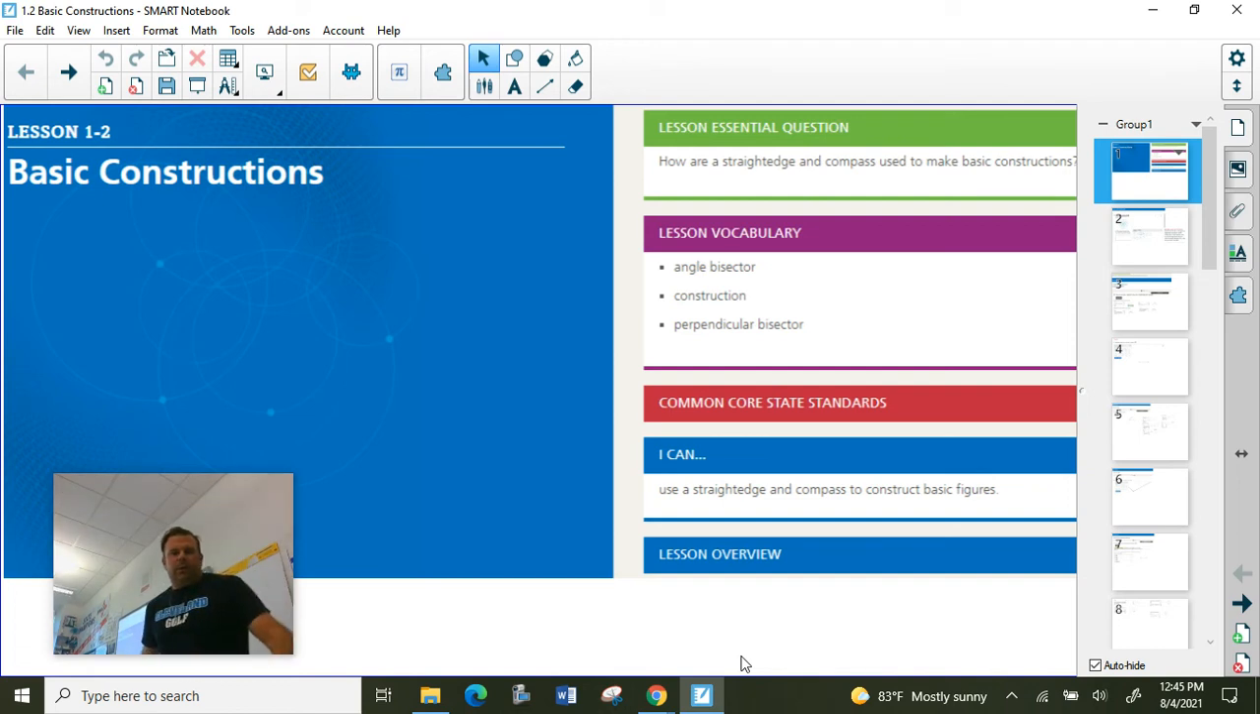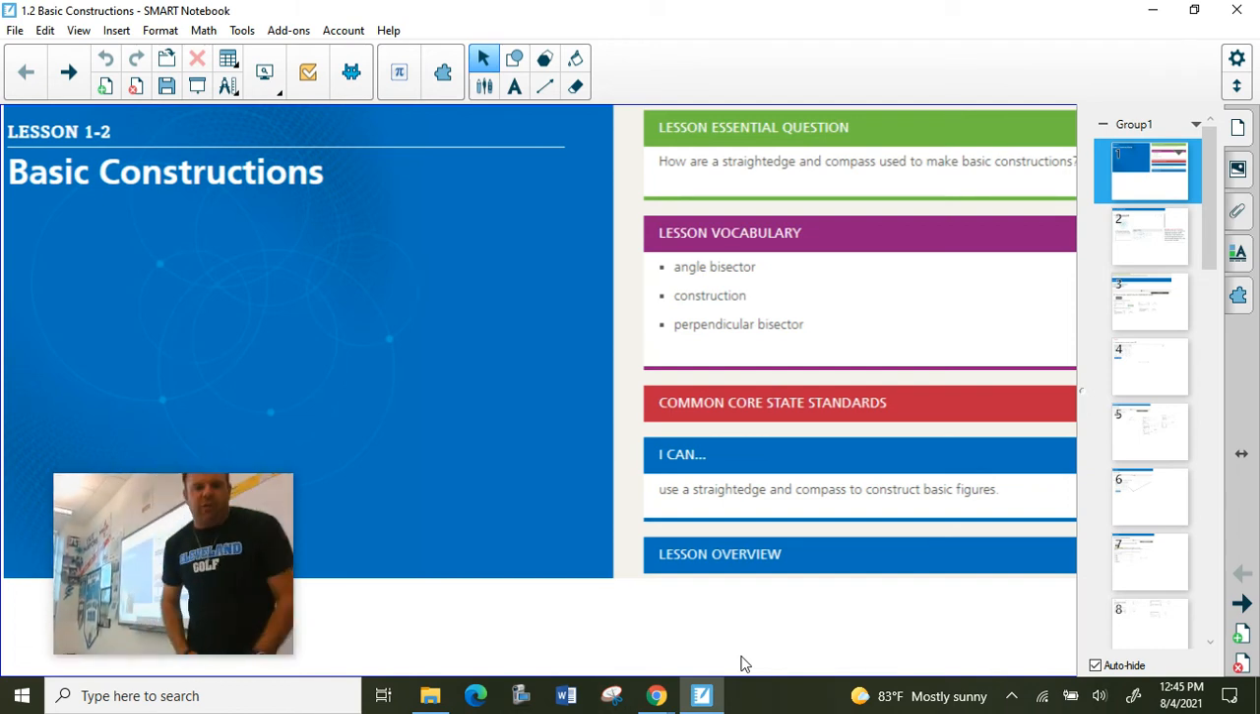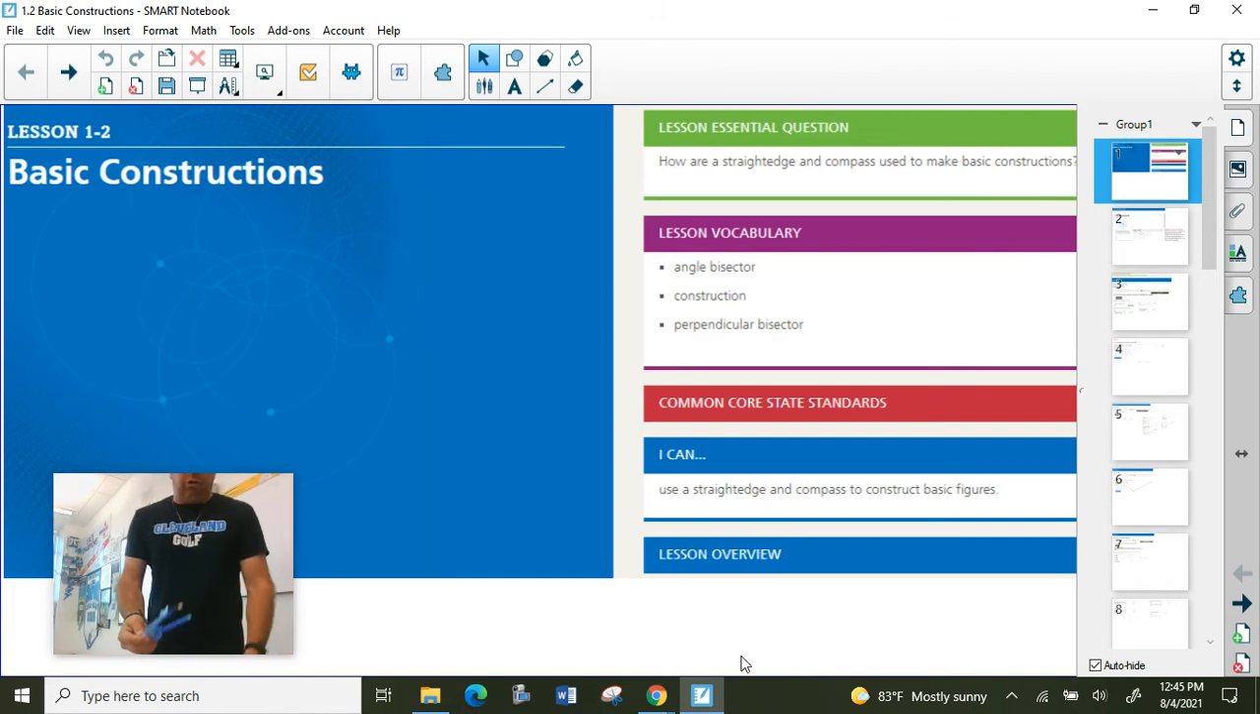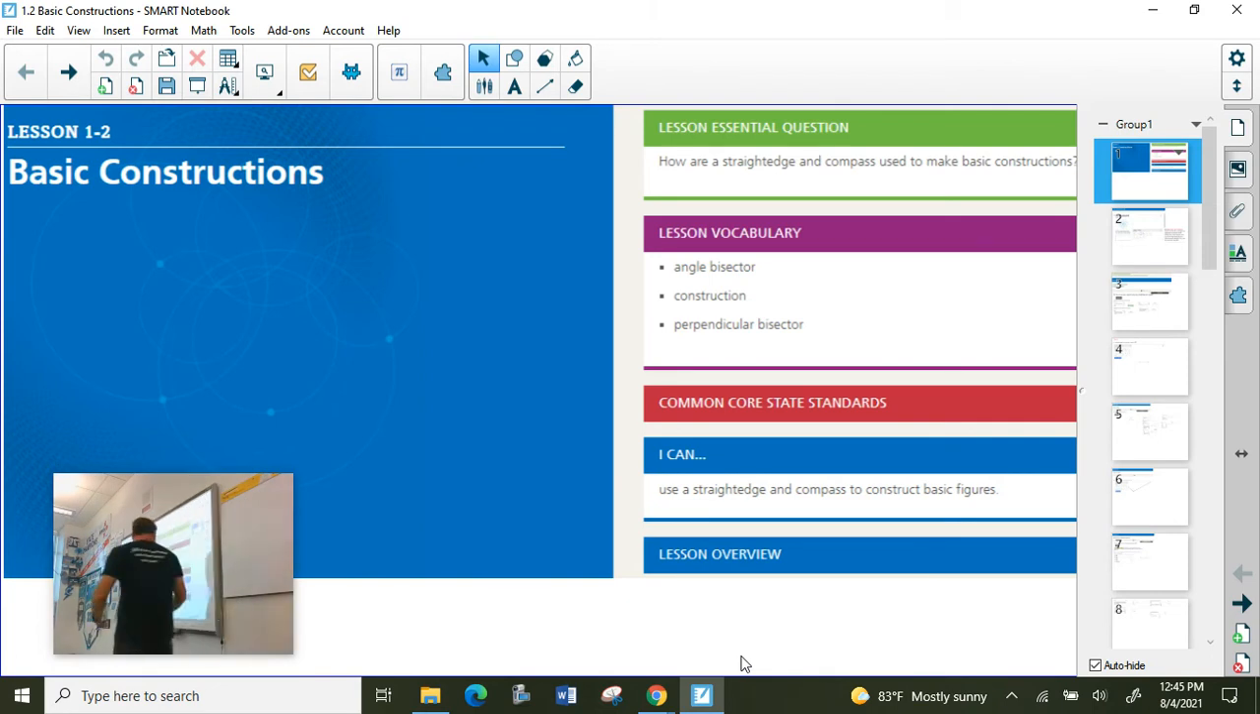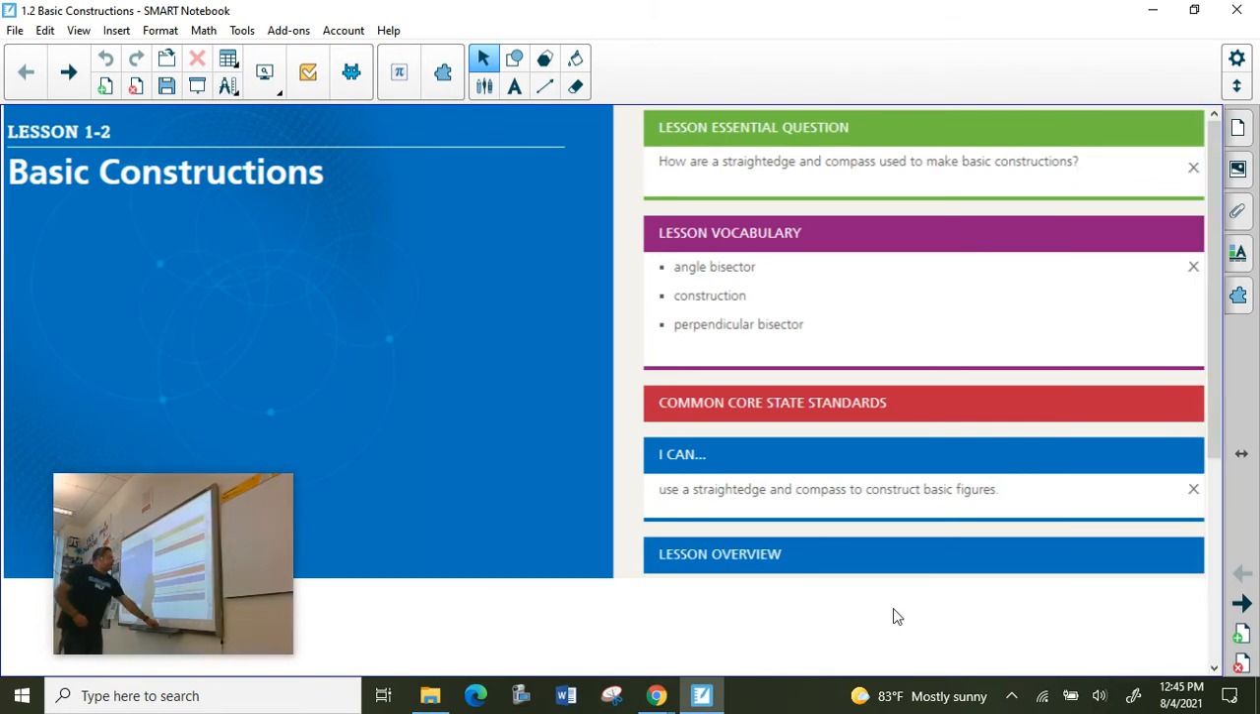Hello, everyone. I'm going to be going over lesson 1-2 today, basic constructions. You will need two things for sure. You need a compass. These make circles. That's what they're mainly for. And we'll have a protractor. If you don't have a protractor, a ruler, but these are things that you should already have. These are what we're going to need. So, basic constructions, as we look at this slide.